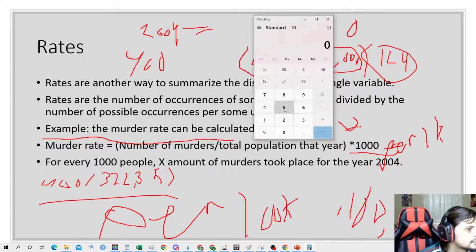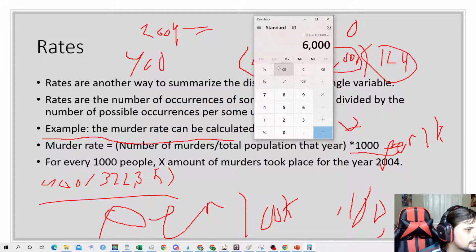Now we'll take the same thing. I did 5,000. We'll do something I can remember. 300 divided by 5,000 times 100,000. In this example, 6,000.